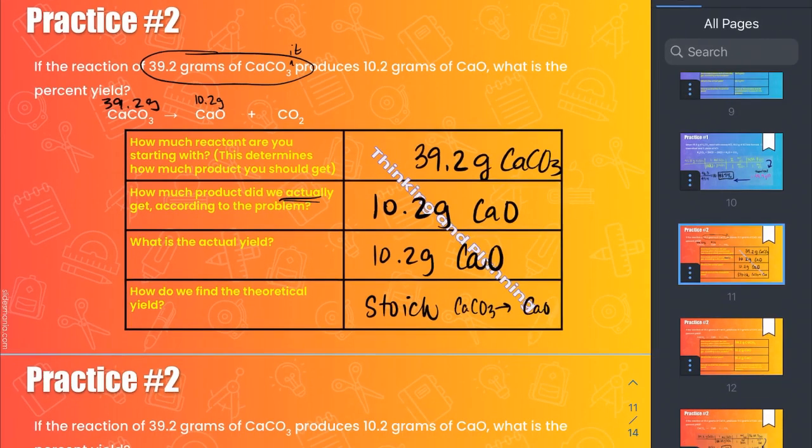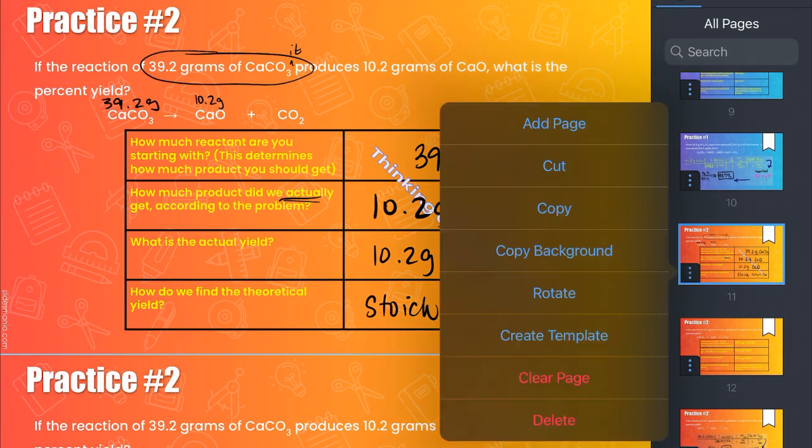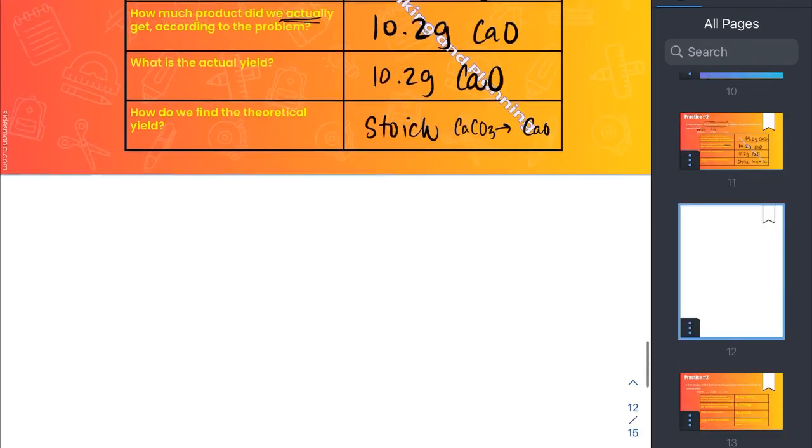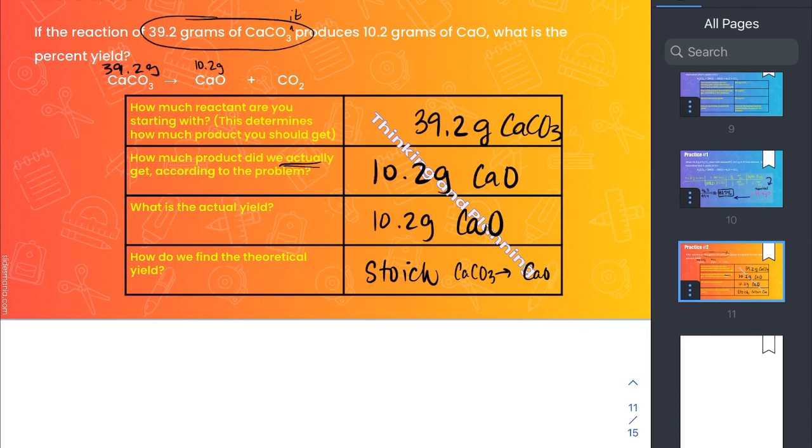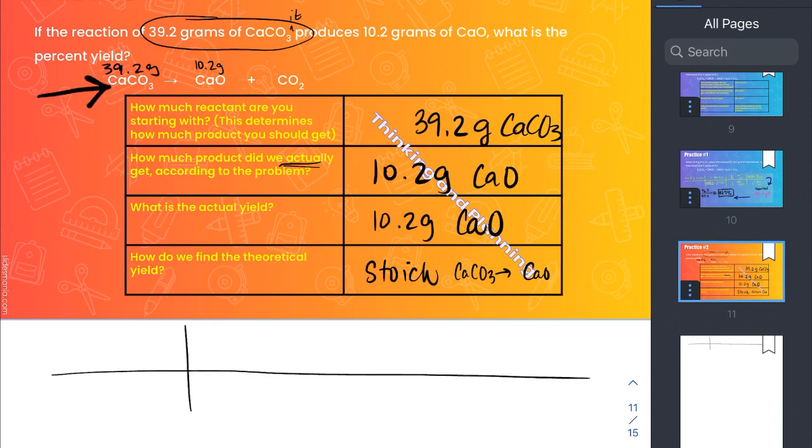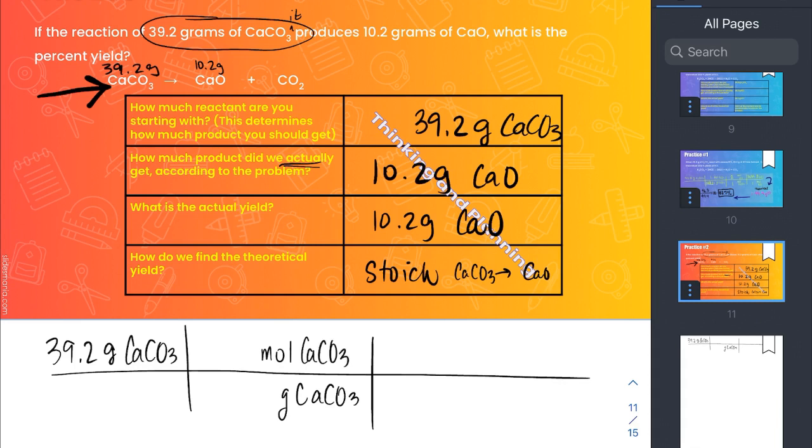All right, I'm going to put in that new page so that I can show our work here. All right, so let's do the stoichiometry. We are going to start with our reactant, y'all. The amount given as a reactant is 39.2 grams of CaCO3. Going to bring that down diagonal, grams of CaCO3. I'm going to go to moles of CaCO3. I'm going to bring that down, moles of CaCO3.